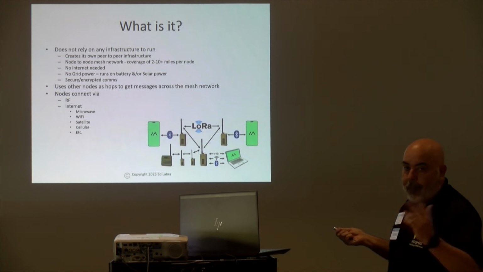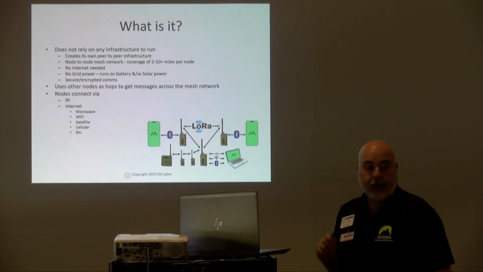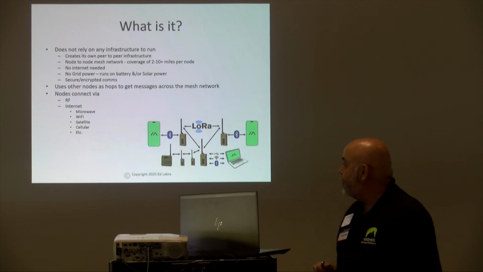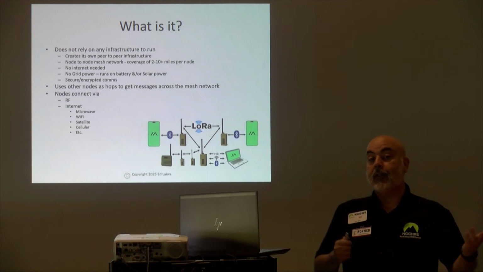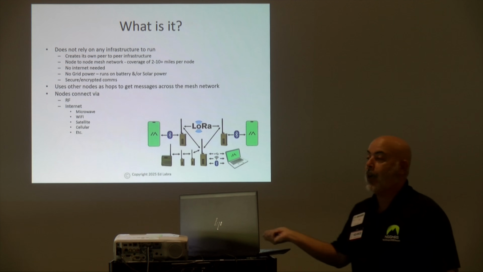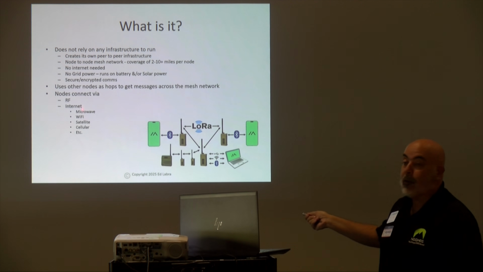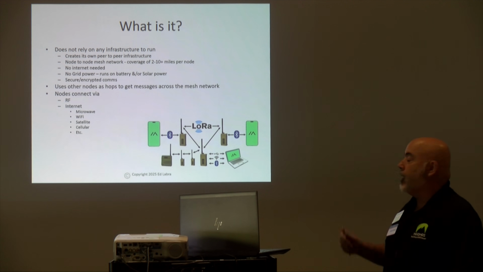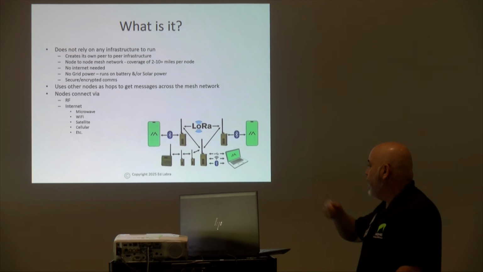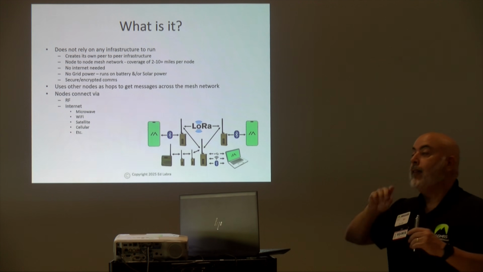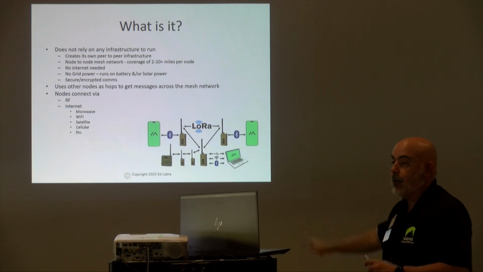Nodes connect. Let's talk about how they connect. They connect via RF. You can turn on an internet connection, MQTT. And once you turn on the internet, anything that'll pass internet traffic will pass Meshtastic traffic. So it could be a microwave link, it could be Wi-Fi, it could be satellite, it could be cellular internet, whatever. If you can get internet through it, then you can get Meshtastic through the internet.